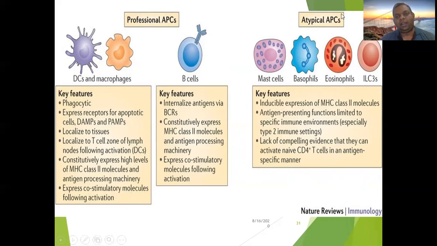But the usually atypical antigen-presenting cells are mast cells, basophils, eosinophils, and ILC3 cells. They show inducible expression of MHC class 2 molecules. So if you know this part, that will be enough. For the comparison I put here, you know what the antigen-presenting cells are. These are professionals.